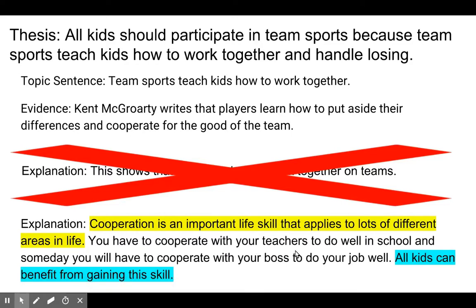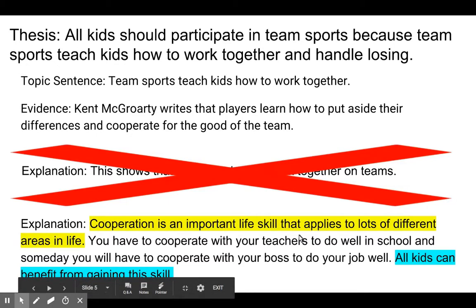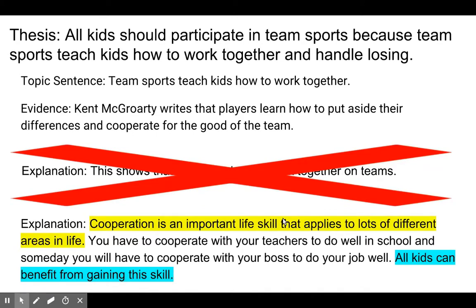I give an example. Examples are a great way to show your critical thinking. I give an example of how cooperation helps kids do better in the future. And finally, I've connected it all back to my thesis by saying all kids can benefit from gaining this skill. My thesis is all kids should participate in team sports. This evidence shows that all kids can benefit from gaining the skill of cooperation. My explanation connects my evidence to my reason and to my thesis, and it is demonstrating my critical thinking skills.